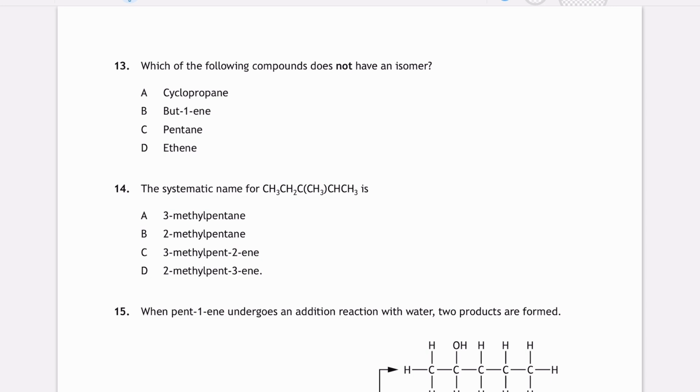Then the molecule, it doesn't have an isomer. Tip here, the smaller the molecule, the less likely it is to have any isomers. So the smallest molecule here is ethene, which would be your answer.